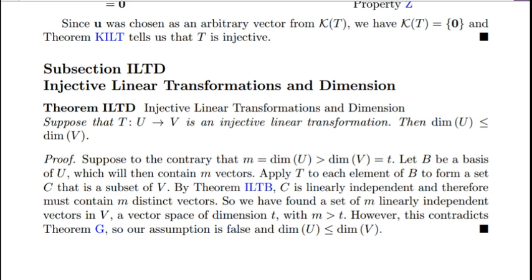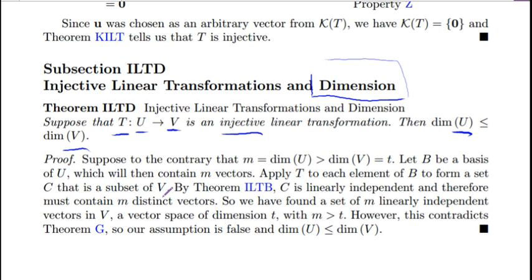All right, so continuing in the spirit of relating new things to old, let's relate injective linear transformation to dimension. Here's the theorem. Suppose you have a linear transformation T that maps a vector space U to a vector space V, and T is injective. Then the dimension of U is less than or equal to the dimension of V.